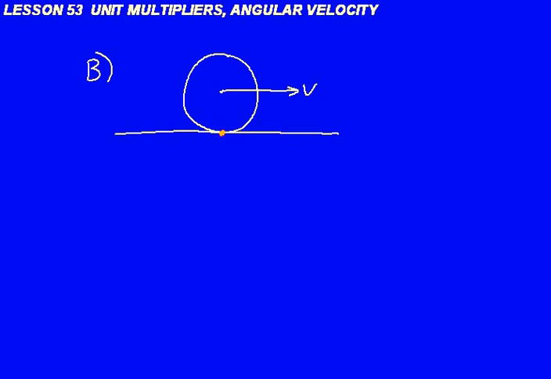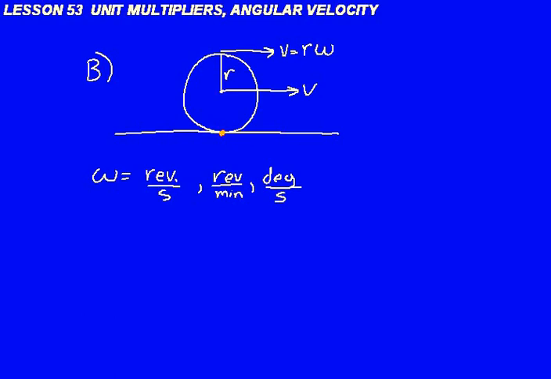Now, it just so happens that there's a formula that's related to the rotation rate of the tire and its radius, R, and that's V equals R times omega, where omega is the angular velocity. And omega has different units. You might have heard of revolutions per second or revolutions per minute. Maybe even degrees, because as you go around a circle, there's 360 degrees in a circle, so you can measure that rotation in degrees per second or even degrees per minute. And remember, radians, that's another unit for angle measure. So you could also have radians per second or radians per minute.